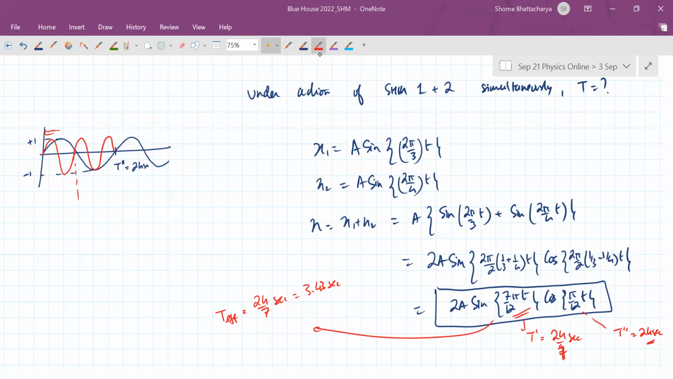Okay, so Prachi, the answer to this should be 24 by 7, not 12 by 5. Is the question clear? Or in the options, this is not there. Sorry, in the options it is not there. No, sir. 3.43 is not there in the options.